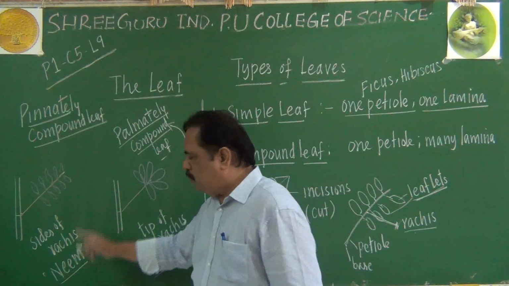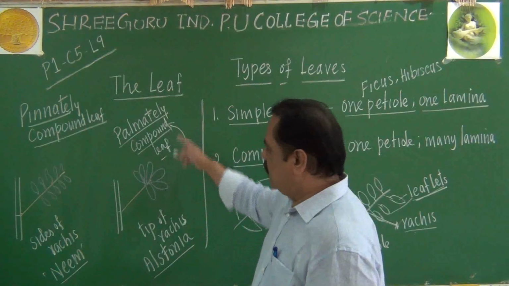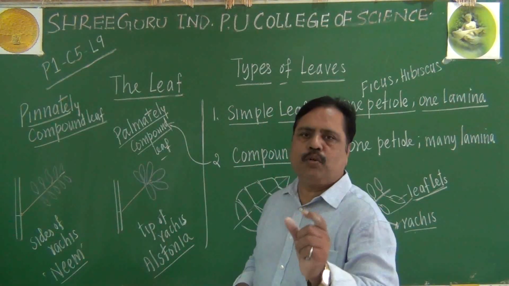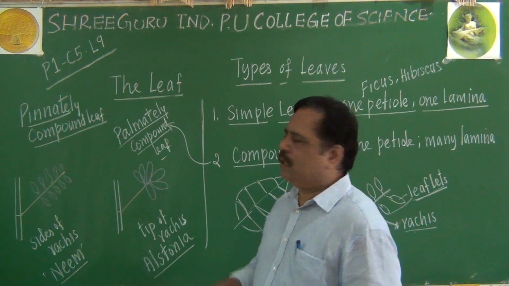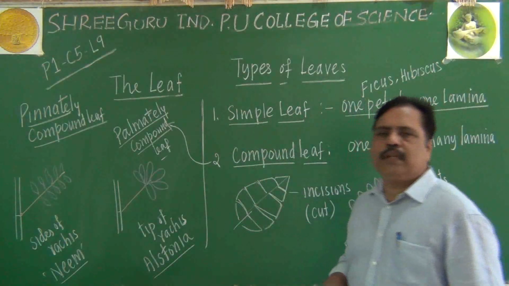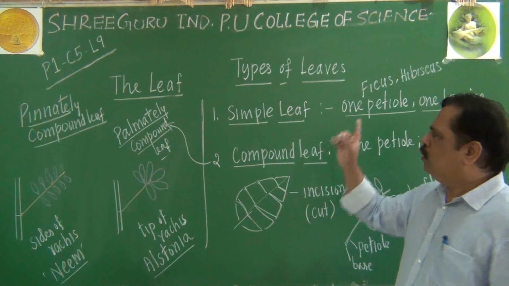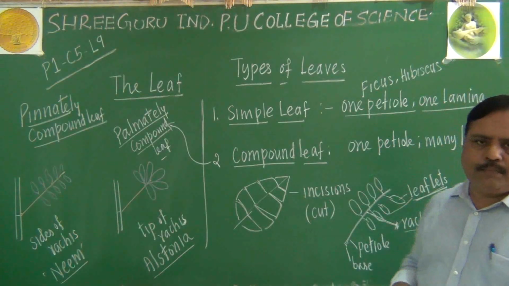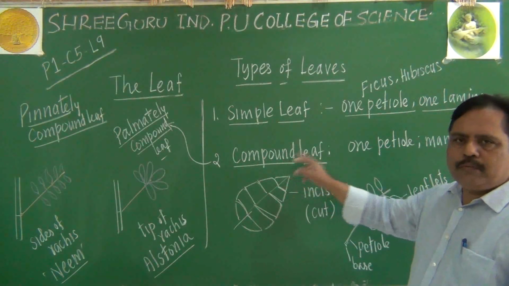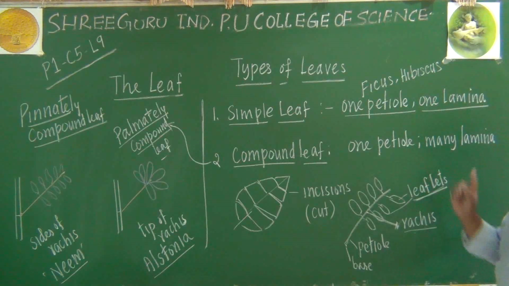In pinnately compound, neem is the example. For palmately compound, Alstonia is the example. Okay, that is types of leaf. What is simple leaf? One petiole, one lamina. What is compound leaf? One petiole, many lamina.